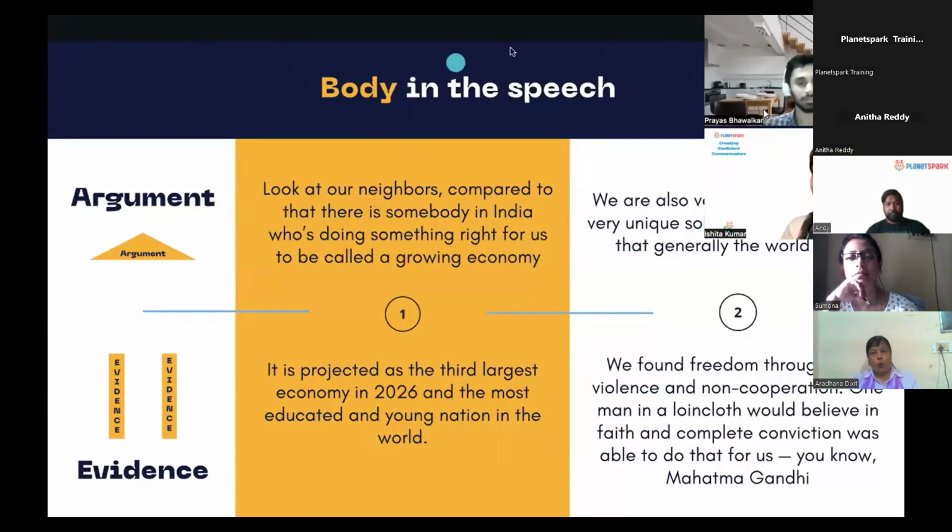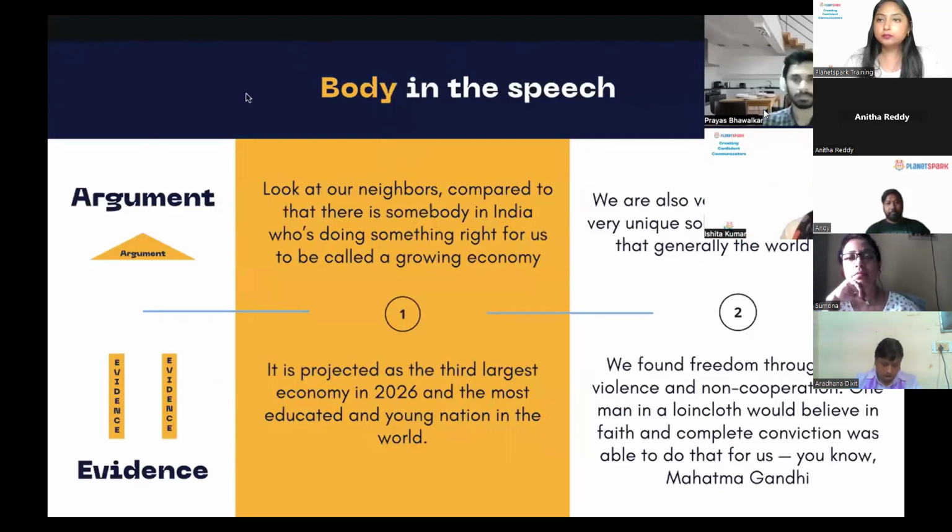On the right hand side, you will see the second argument that he makes. Of course, there is no factual number or figure over here, but he does give an evidence to this also. So as you rightly mentioned, he talks about India being a diverse country. And then he also says that we are capable of finding very unique solutions to the problems that the world generally faces. And then he says we found freedom through non-cooperation, non-violence, and talks about how Mahatma Gandhi led the entire freedom movement. So this is the second argument and evidence that we could find.